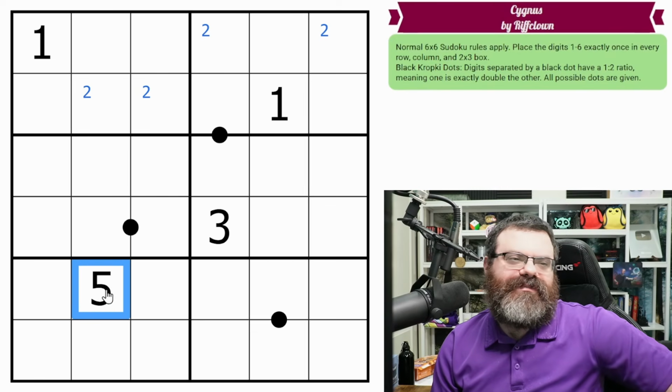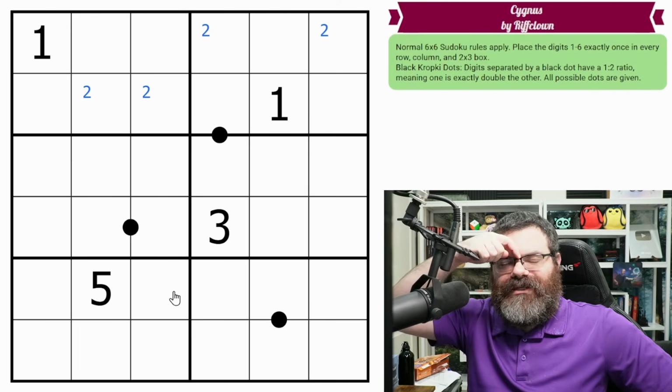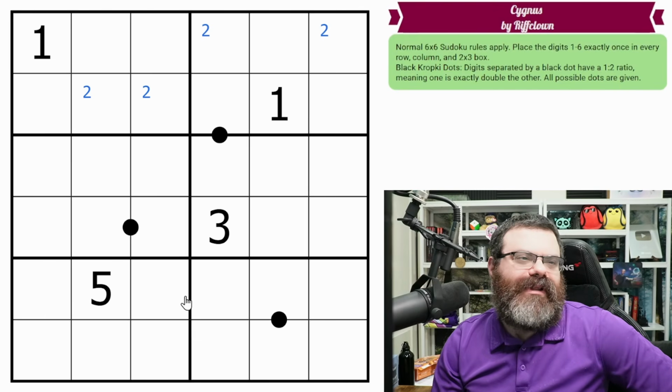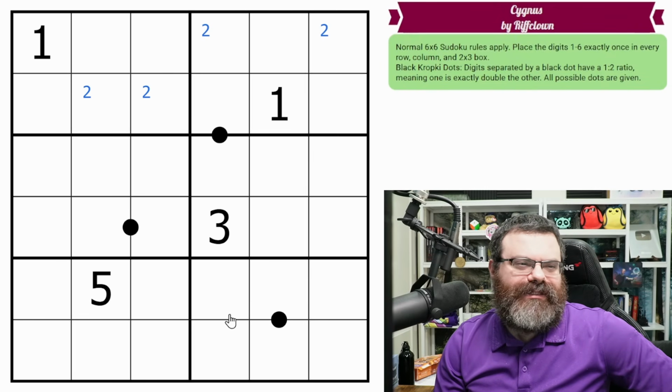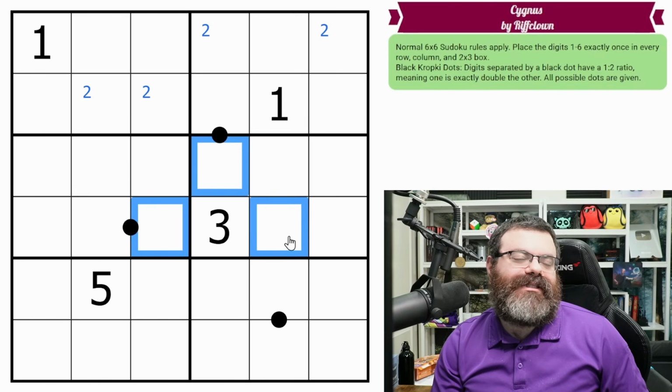5 is kind of a free spirit. It doesn't prevent anything because you can't have it be 2.5, and you can't double it to 10. So basically 5s don't go on black dots, and they can go next to anything else, I guess is the way to put that. 3, though, can't be next to 6. So none of these are 6.